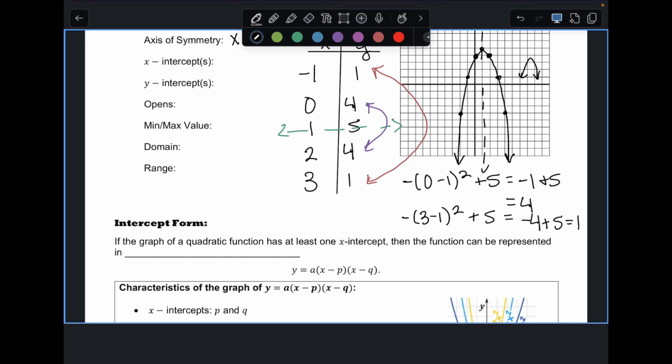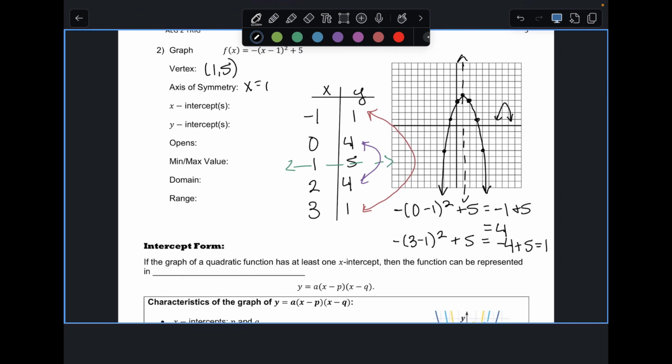Okay, let's fill out the rest. X-intercepts. What are they? Do they look like a whole number? No, it's going to cross somewhere between, in this case, 3 and 4, or negative 1 and negative 2. So it's going to be a decimal, which I don't know how to find yet. We won't know until next week how to find those. Y-intercept. That's when x is 0. What's y when x is 0? 4. So 0, 4.